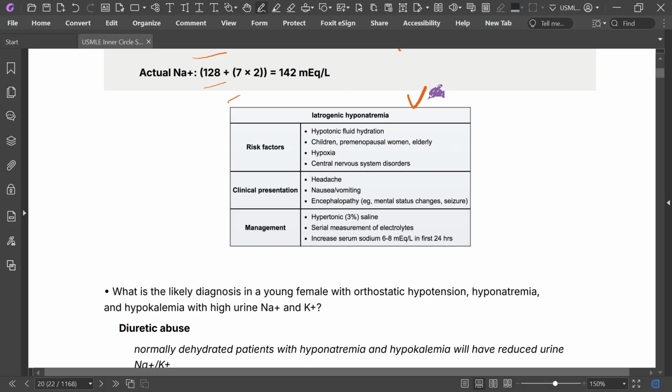Iatrogenic hyponatremia: hypotonic fluid, dehydration, children, premenopausal women, elderly, hypoxia, central nervous system disorder. Clinical presentation: headache, nausea, vomiting, encephalopathy. In iatrogenic hyponatremia, give hypertonic saline 3%, with serial measurement of electrolytes, increasing serum sodium 6 to 8 milliequivalents per liter in the first 24 hours.